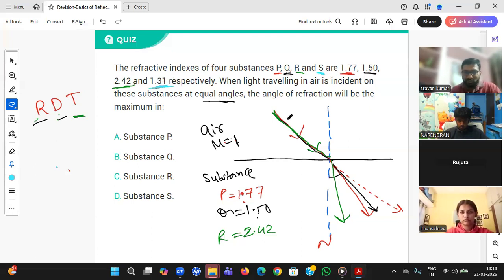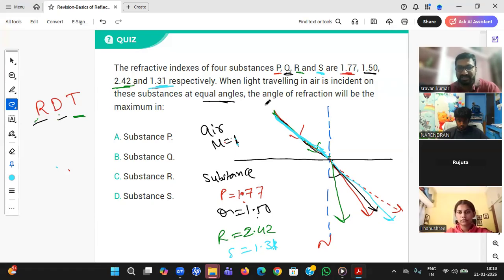Okay. Last scenario, let me take this 1.31. In spite of green, I am using the blue color now. Sir, mu equal to 1 and mu equal to 1.31. Definitely it should bend. But you see, 1.31 is less crowded than all of them. So it will bend a little only.